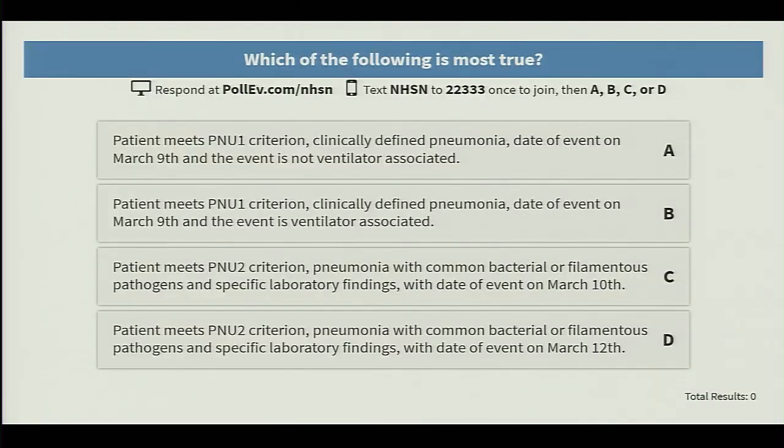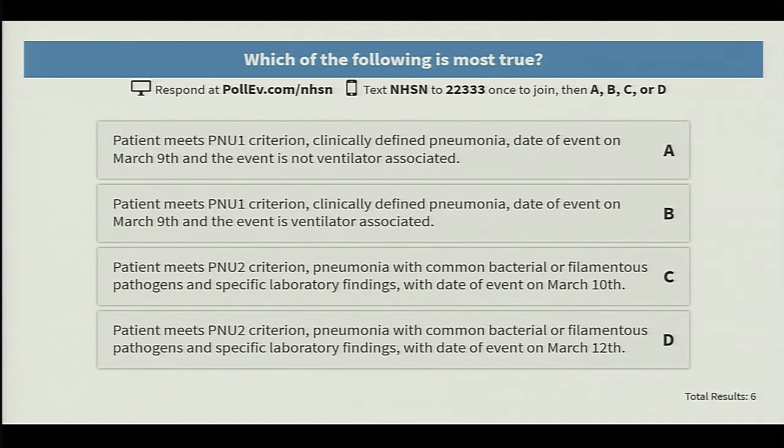So here is your first question to consider. Which of the following is most true? A: The patient meets pneumonia 1 criterion, clinically defined pneumonia, date of event on March 9th, and the event is not ventilator associated. B: The patient meets pneumonia 1 criterion, clinically defined pneumonia, date of event on March 9th, and the event is ventilator associated. C: The patient meets pneumonia 2 criterion, pneumonia with common bacterial or filamentous pathogens and specific lab findings, with the date of event on March 10th. Or D: again, they meet pneumonia 2 criterion with a date of event on March 12th.